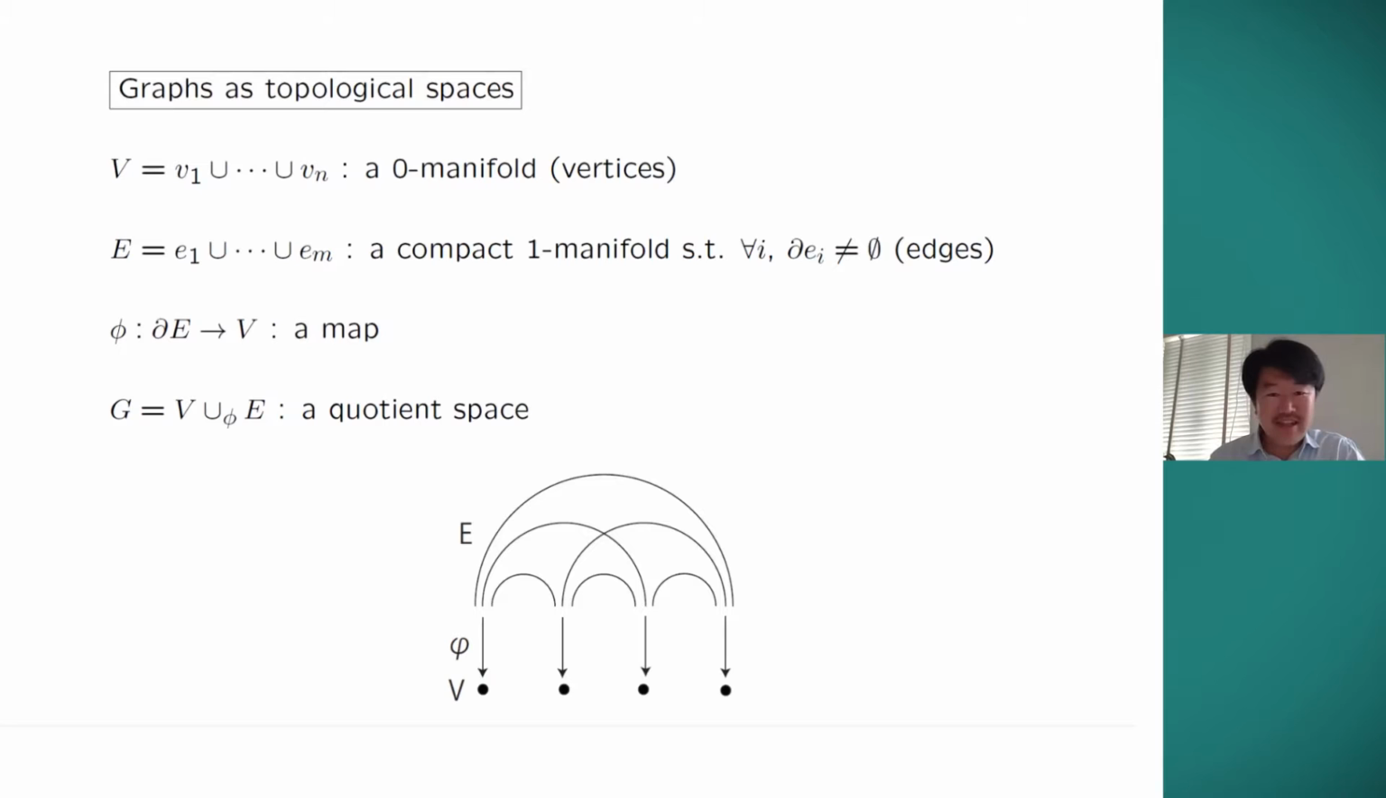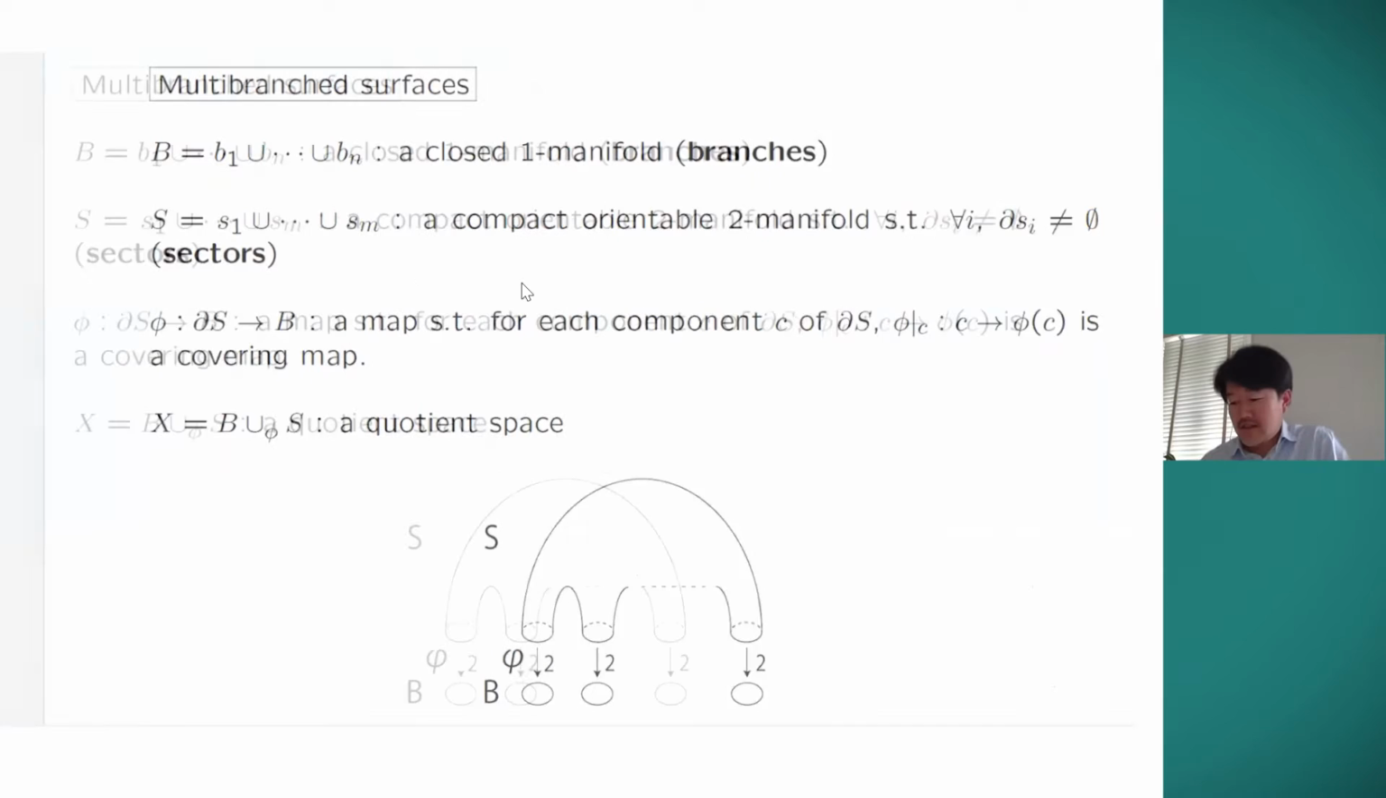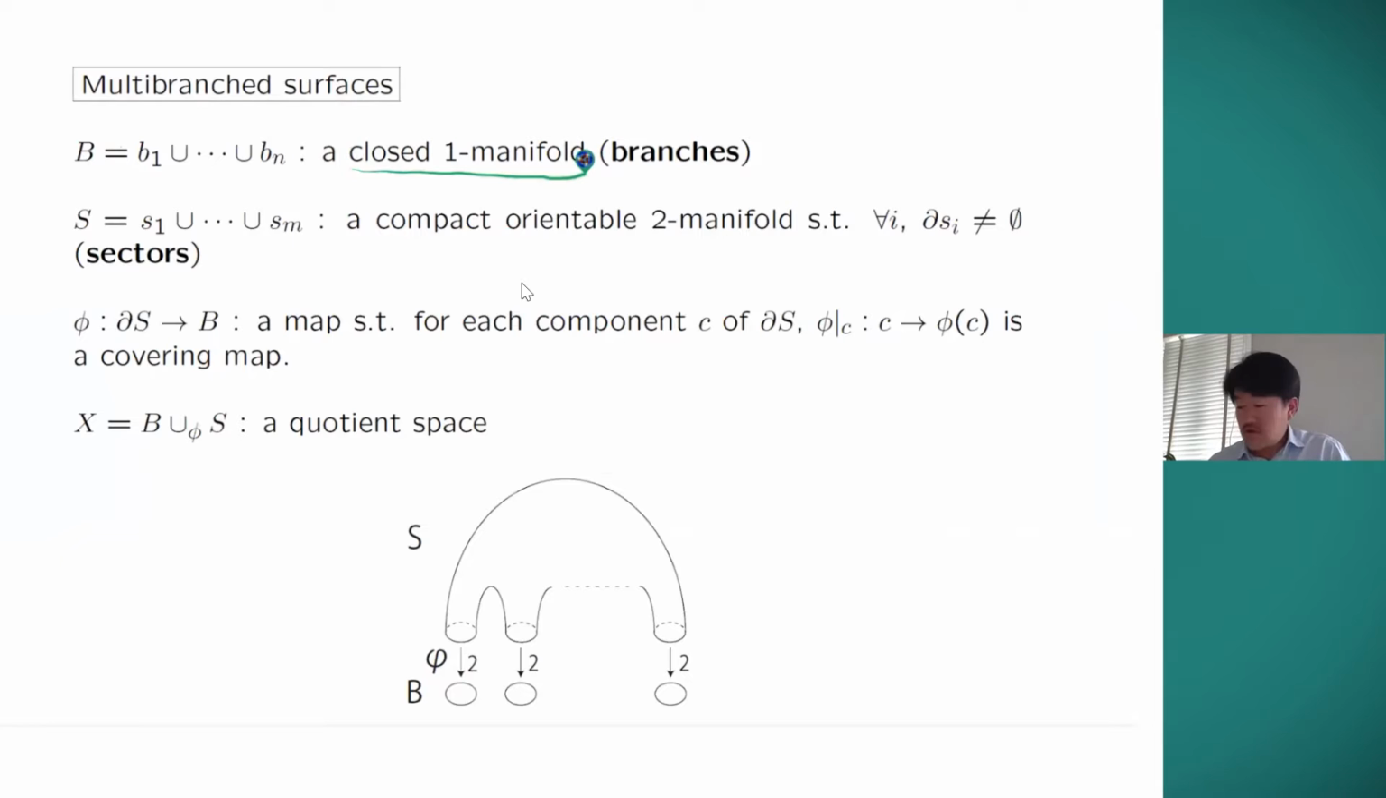We want to generalize this concept to the two-dimensional case. So let B be a closed one manifold. This corresponds to branches. And let S be a compact orientable two manifold. We assume the boundary is non-empty. This is called sectors, surface. And we consider a map from the boundary of S to B, such that for each component of the boundary of S, the restriction of this map is a covering map. So this is a strong condition.